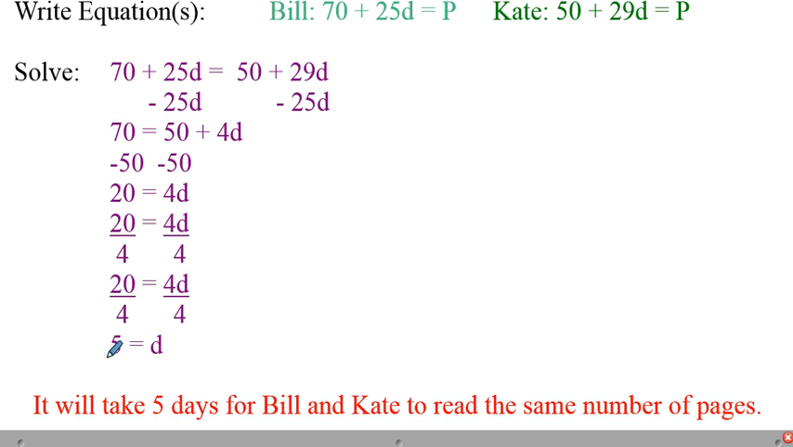And to check, you could take the 5 and substitute in the equation for Bill, and take the 5 and substitute in the equation for Kate, and they should be the exact same, and you'll know how many pages they'll have read up to that point as well. So to recap, we worked on solving equations today with variables on both sides of the equal sign. And we also started writing equations based on some scenarios given to us. Now it'll be your turn to practice.